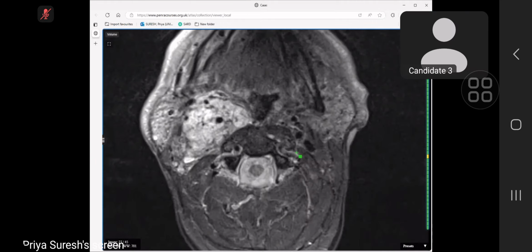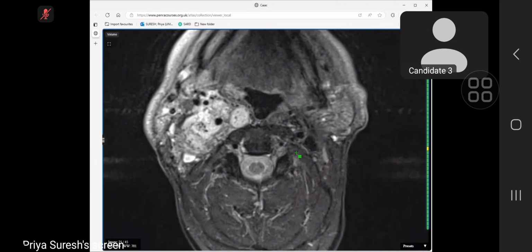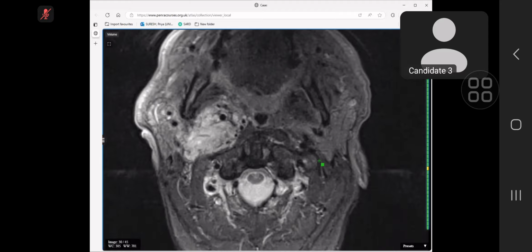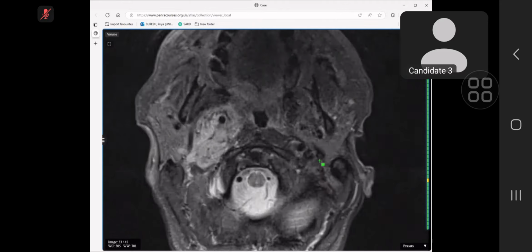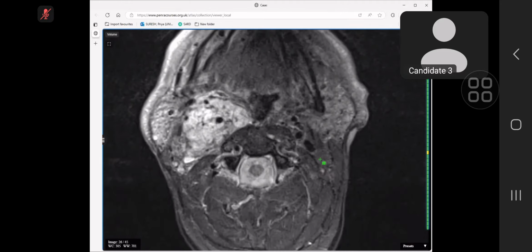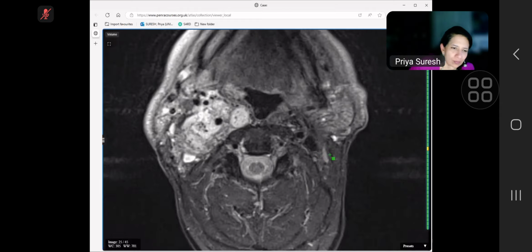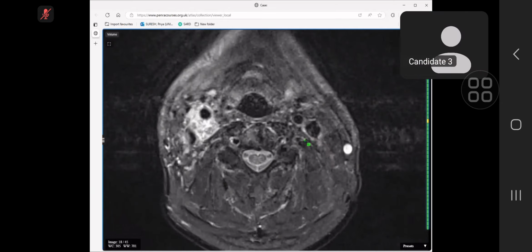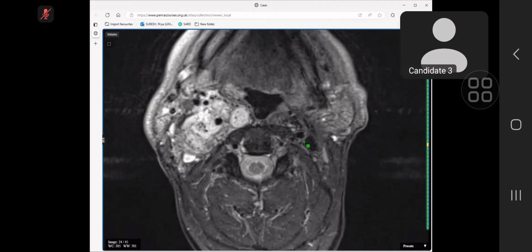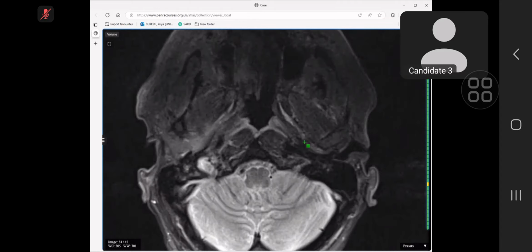The lesion is bright on STIR images. These are post contrast T1 fat-set images, and the lesion is showing moderate enhancement. These are STIR images, and the lesion is showing moderate enhancement with multiple internal flow voids. So carotid body tumor can also be a possibility, as this is splaying both vessels. Yes, this is all I have in my mind.